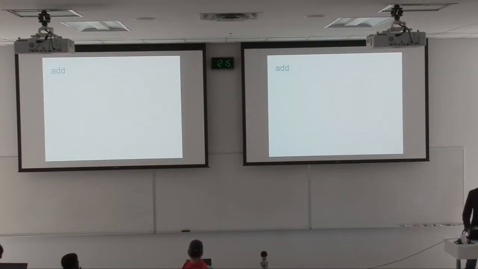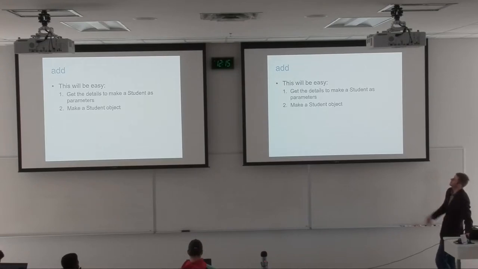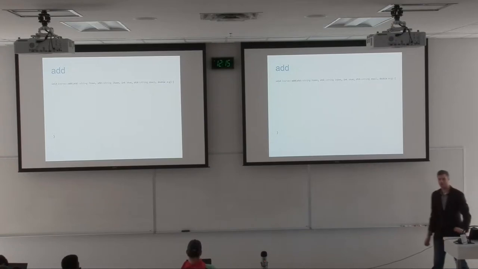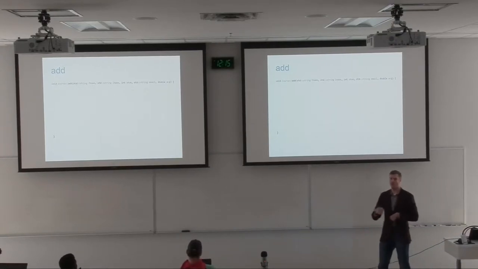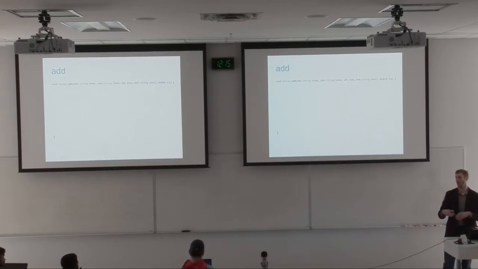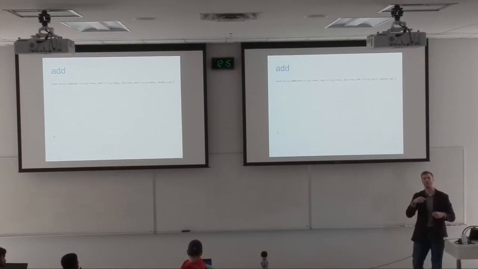So last time, I'll just go over what we finished up with. We were talking about add. It's easy, we'll have a function that takes the parameters required to create a new student object. We'll create the object and put it in our array, or at least a pointer to the object in our array.